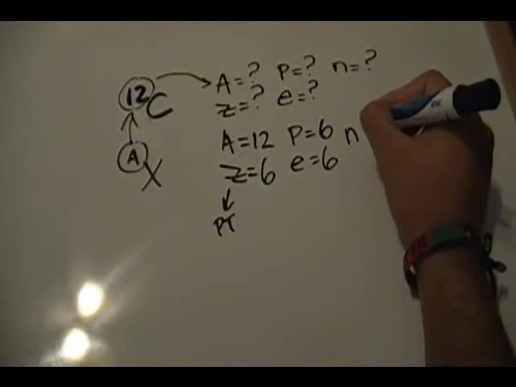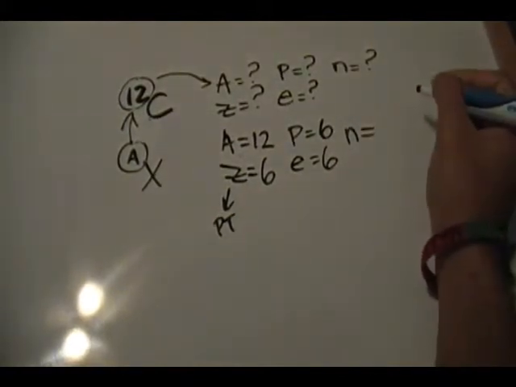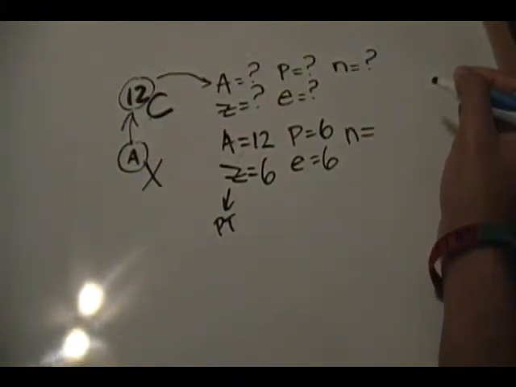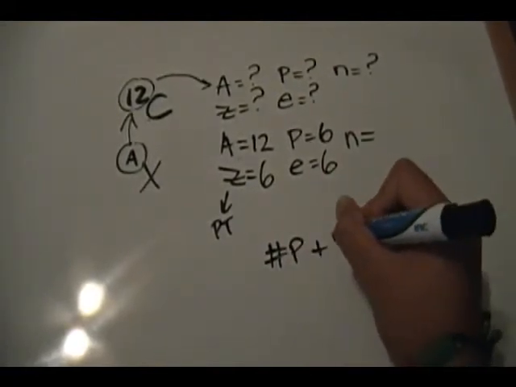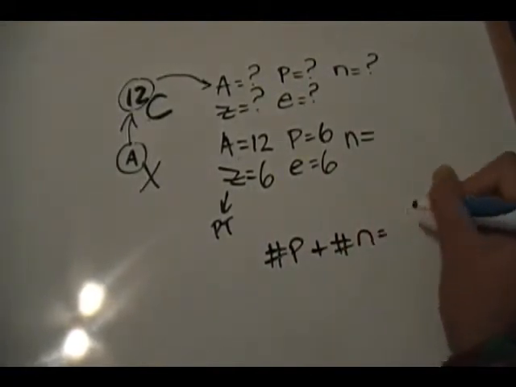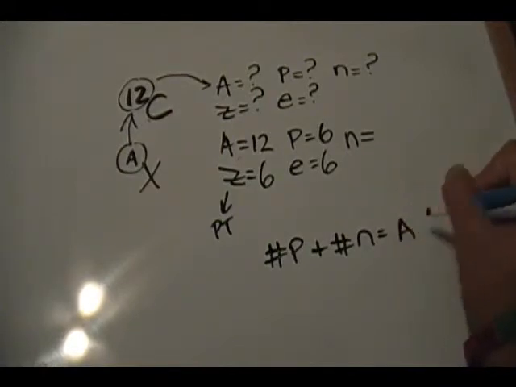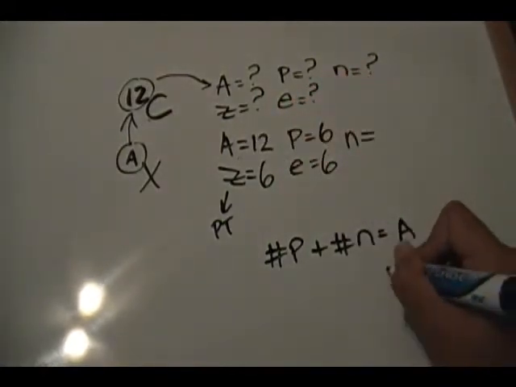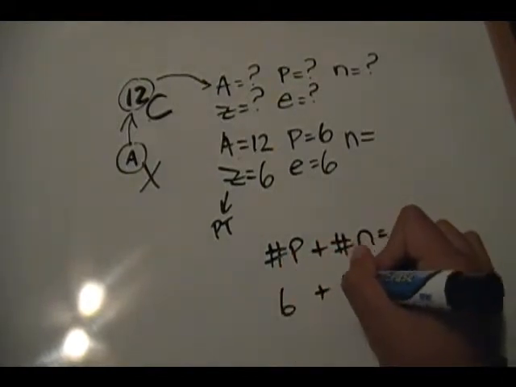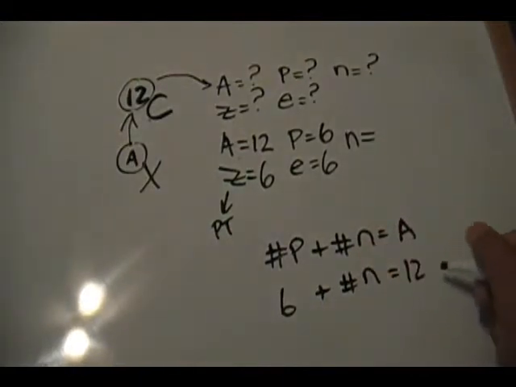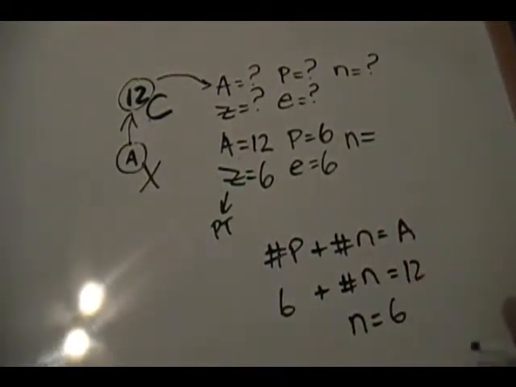Finally, what is the amount of neutrons you have? Now we use that formula. If you recall, I told you guys to memorize that certain formula. Number of protons plus number of neutrons equals mass number. We have the mass number, which is 12. We have the proton number, which is 6. All we need is the number of neutrons. And number of neutrons is equal to 6. There you have it. That is the types of questions you can expect relating to isotopes.